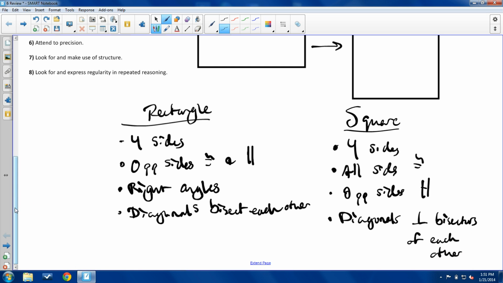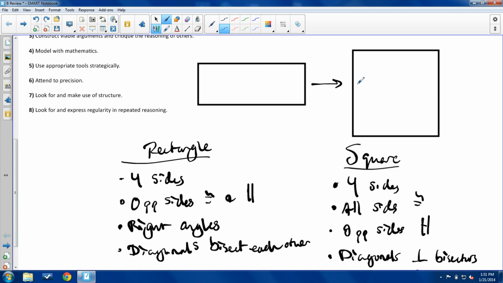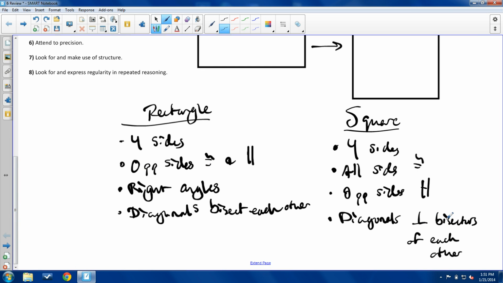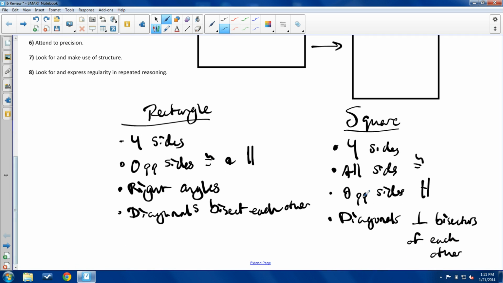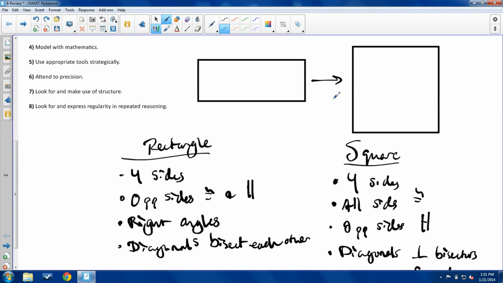So a square is a specific type of rectangle. Yes, diagonals still bisect each other. Yes, opposite sides are still congruent. But more specifically, a square is one where all of the sides are congruent and diagonals are perpendicular bisectors of each other. So it's not true that every rectangle is a square, because you need to have a rectangle where all sides are congruent and therefore diagonals will be perpendicular bisectors of each other.